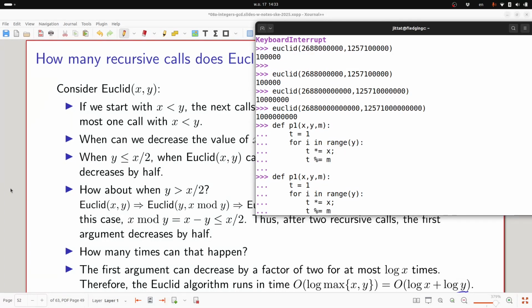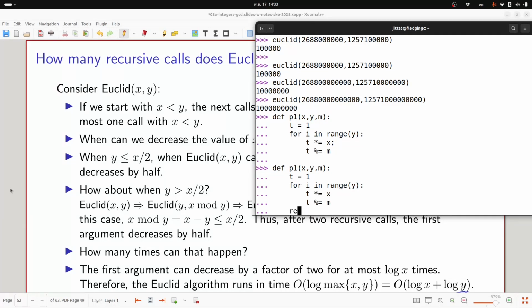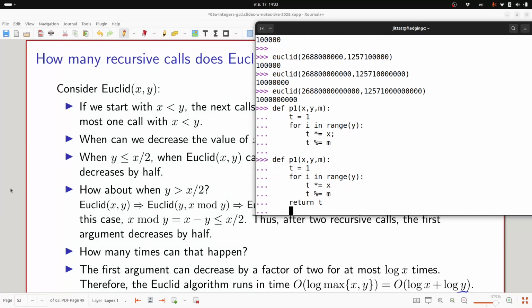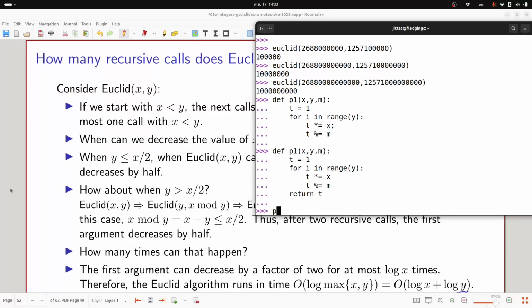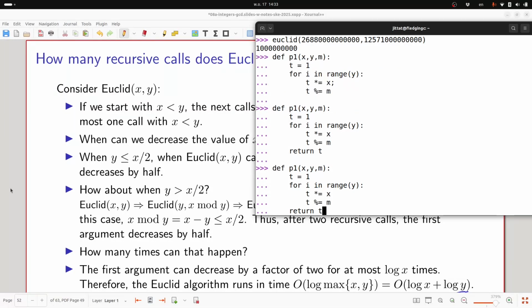Oh, I forgot to return. So let's say P1. It takes quite some time, maybe a lot. I would like to raise this to this power and then modulo with this. So it takes some time, okay?